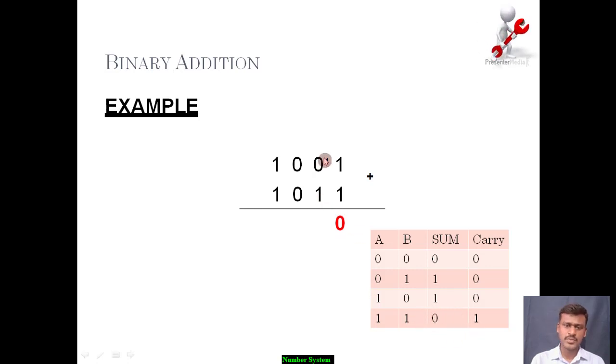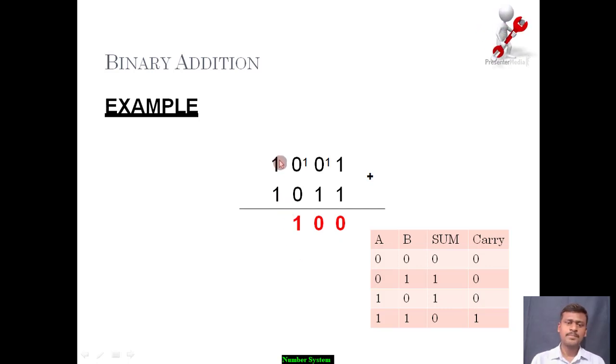So here 1 plus 1 will give you 0 as sum and 1 will be carry, right? So next step, that is 0 plus 1. 0 plus 1, sum is 1, carry is also 1. 0 plus 1 is sum, no carry. So 1 plus 0, sum is 1, carry is 0. So you will get the answer as 1, right?